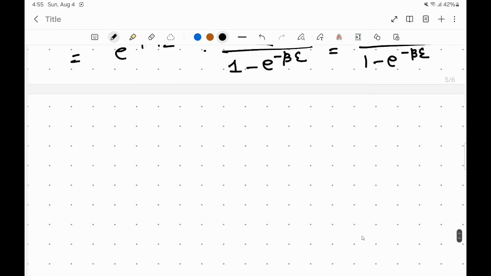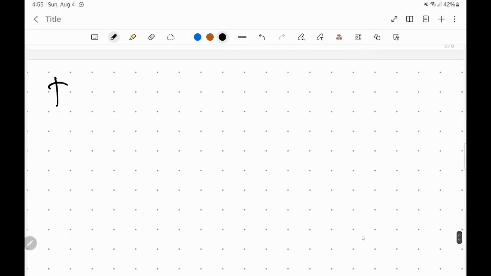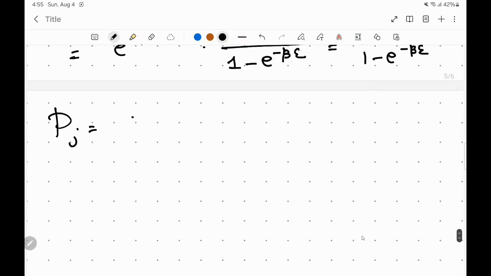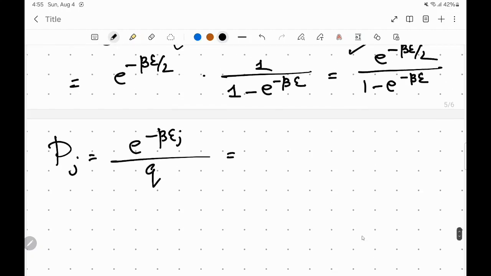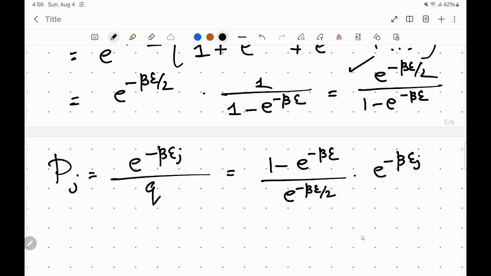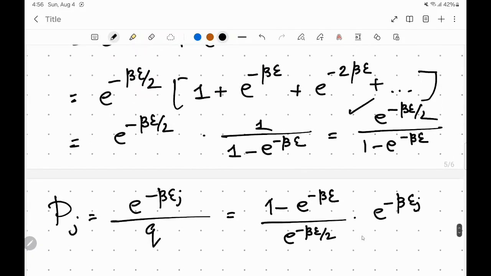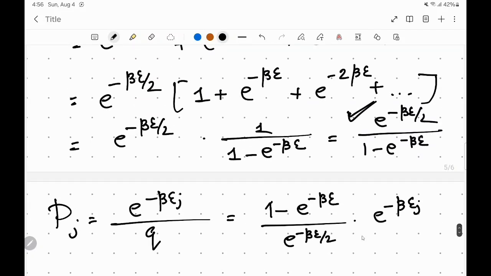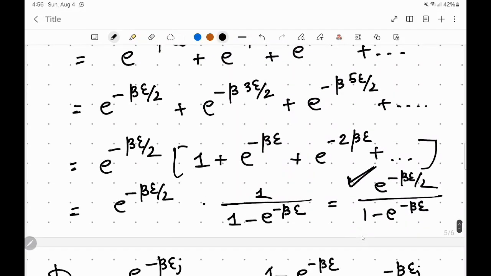So eventually the population will also change. The population Pj will be e to the power minus beta Ej divided by q. So now it is e to the power minus beta epsilon divided by e to the power minus beta epsilon by 2 into 1 by 1 minus e to the power minus beta epsilon. This is the population. Is it clear? This derivation is also important. You just have to take the common factor, and everything will then be the same.